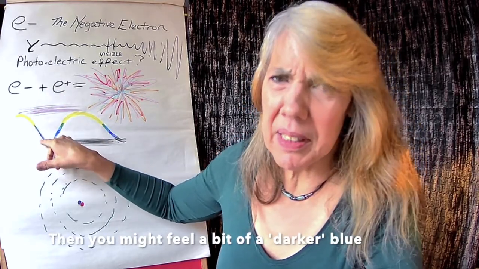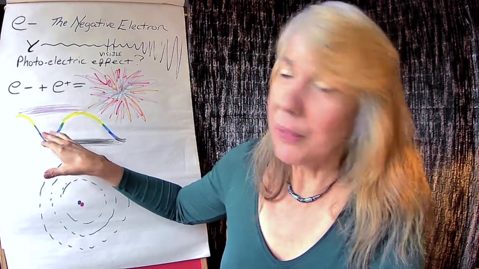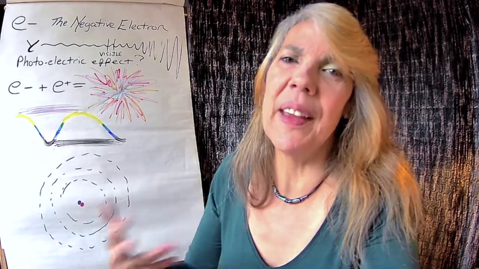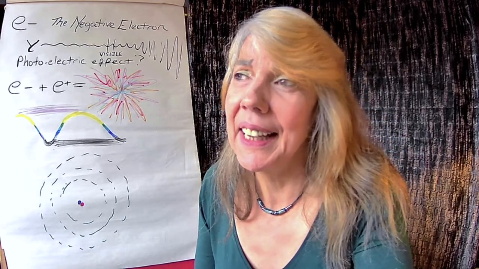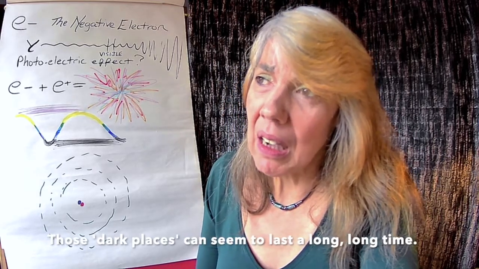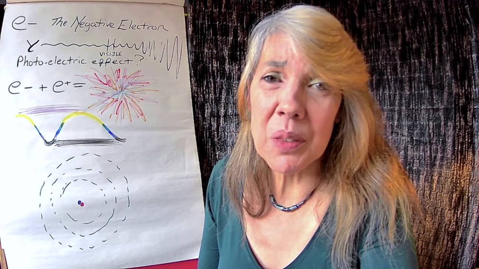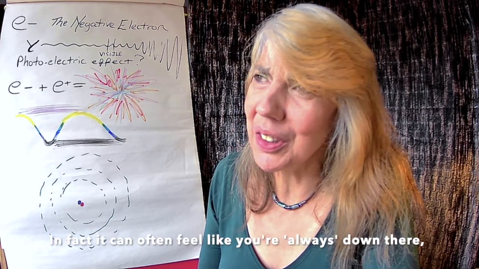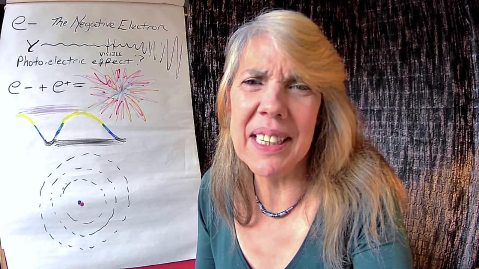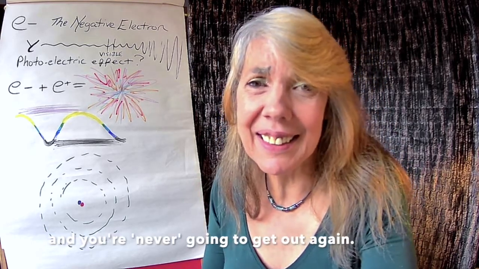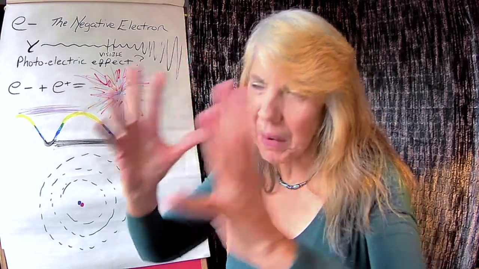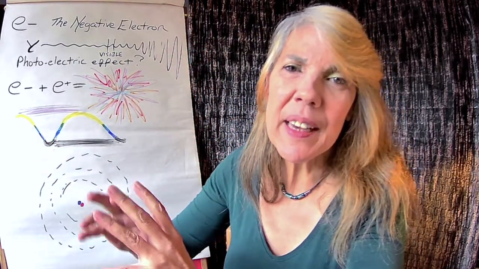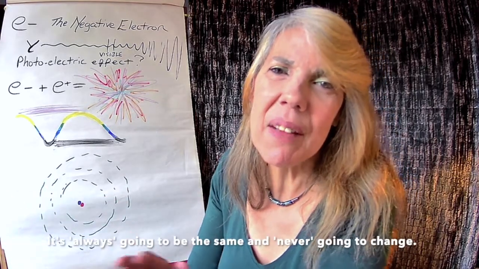And then you might start to get a bit of a darker blue, and before you know it, you're in a dark place. You're in what they call a dark place. And that can seem to last for some time when you're down there. In fact, it often feels like you're always down there, and you're never going to get out again. That is the mindset of being in this zone, that everything is always going to be the same and is never going to change.